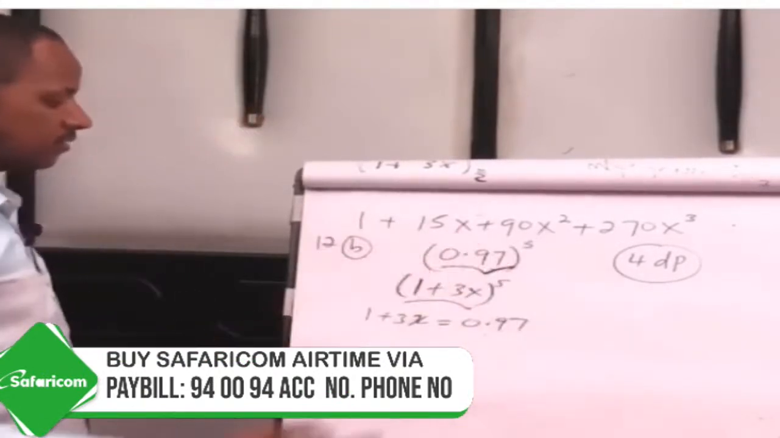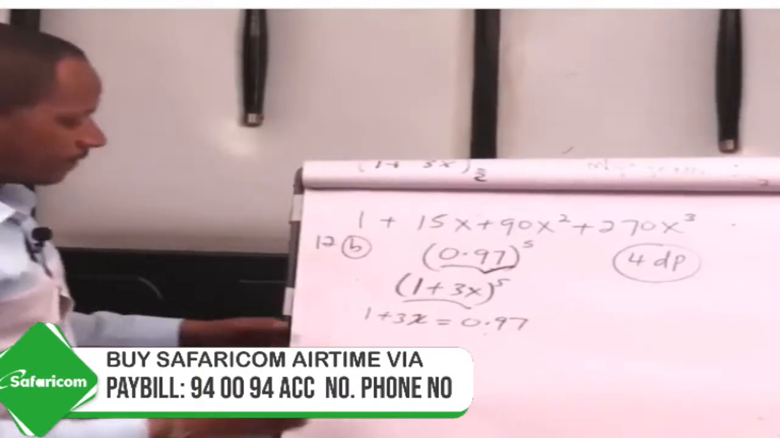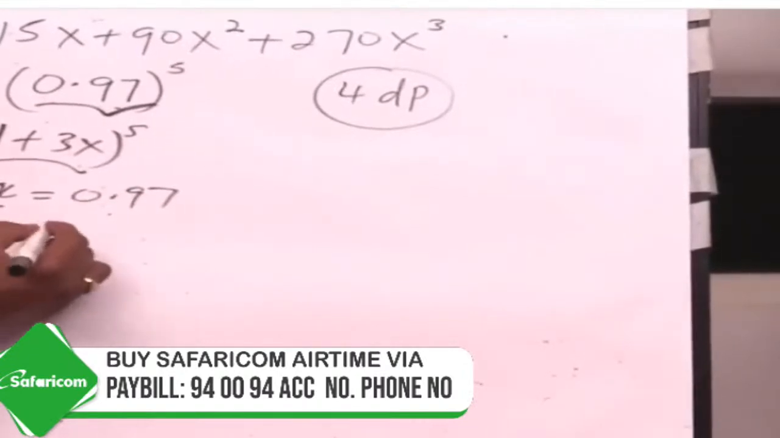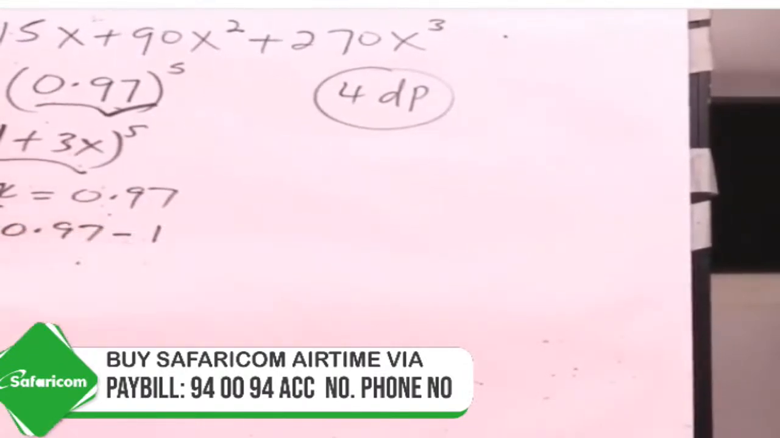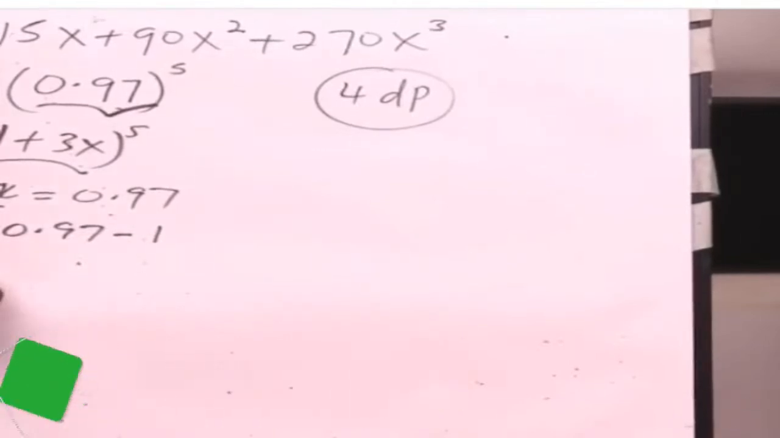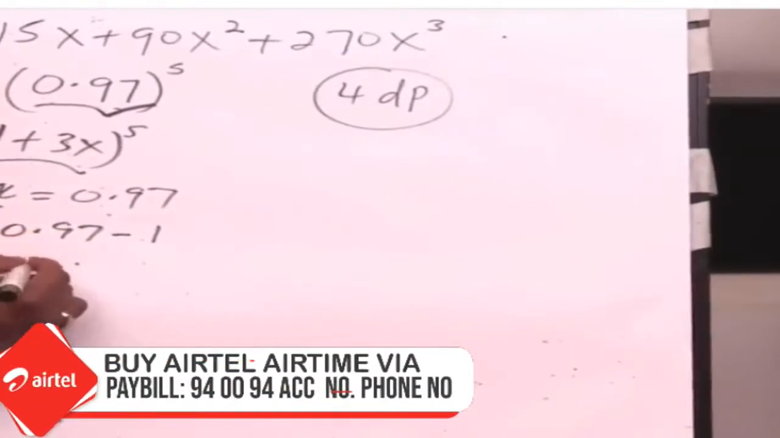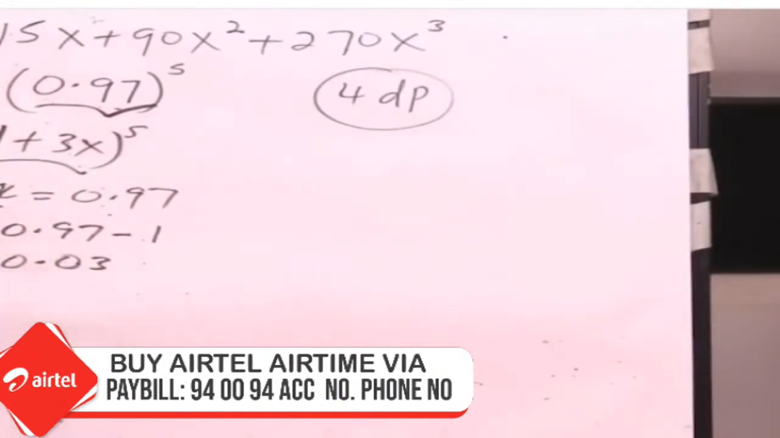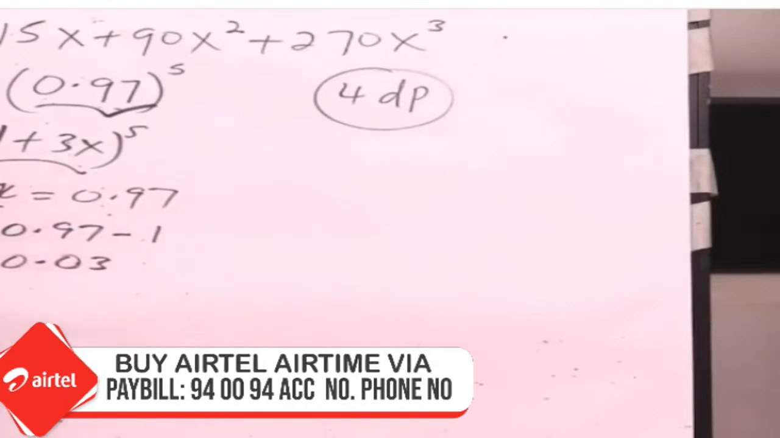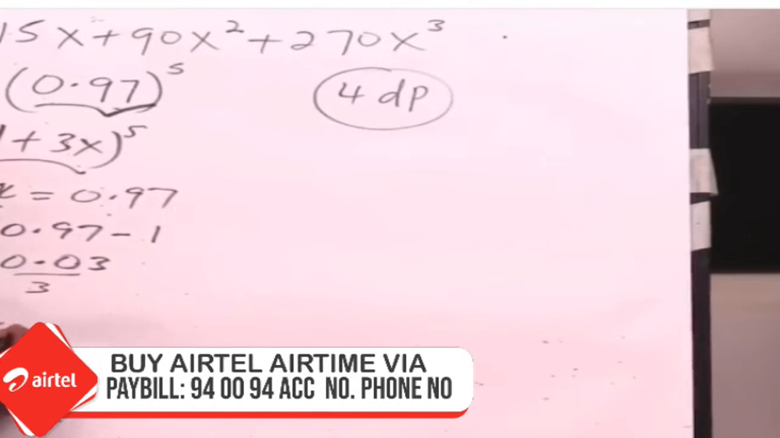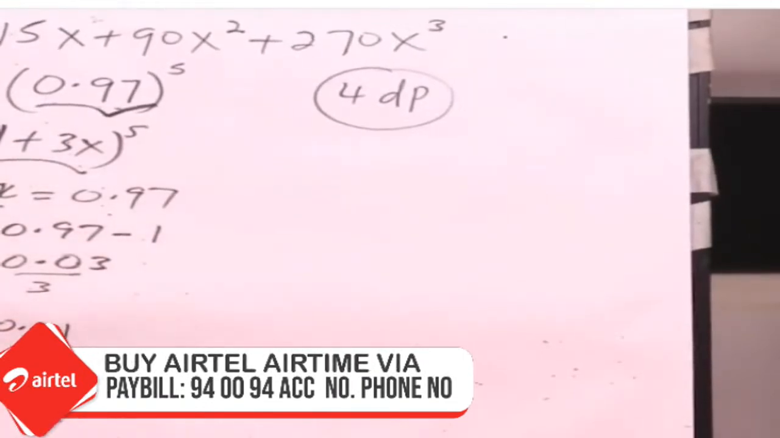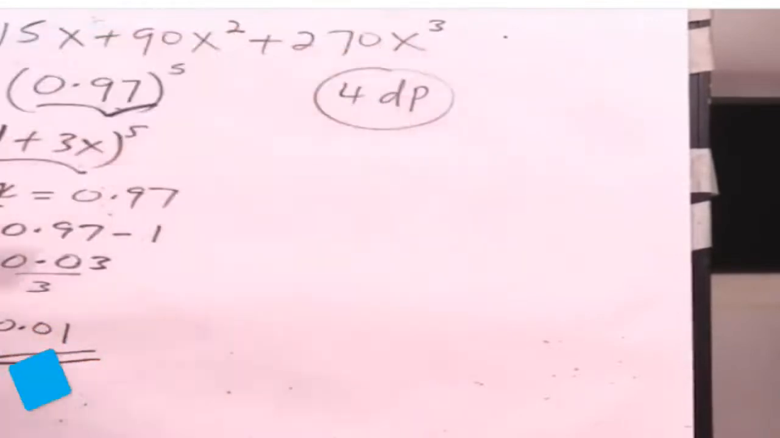These powers, you just assume them. Therefore, 3x equals, collect the like terms, 0.97 minus 1. So 3x equals minus 0.03. Get the value of x. Divide both sides by 3. So x equals minus 0.01. They want you to expand. So where there is x, you replace it with minus 0.01.